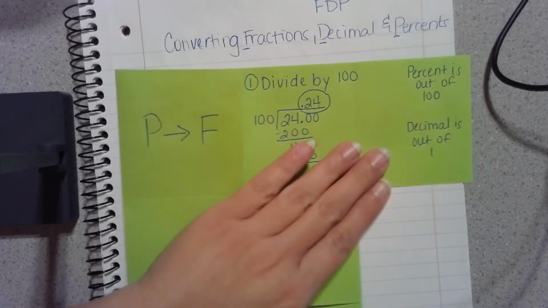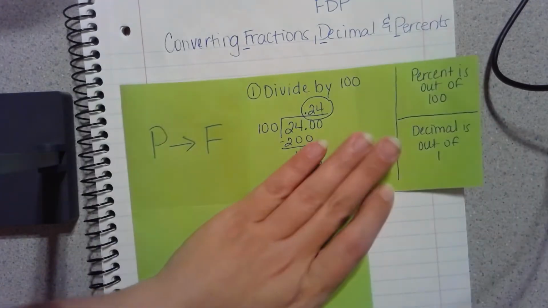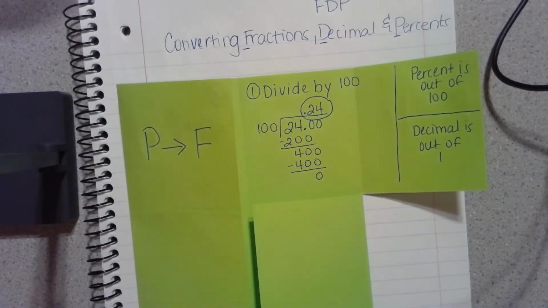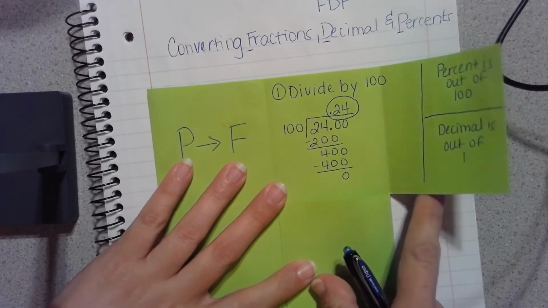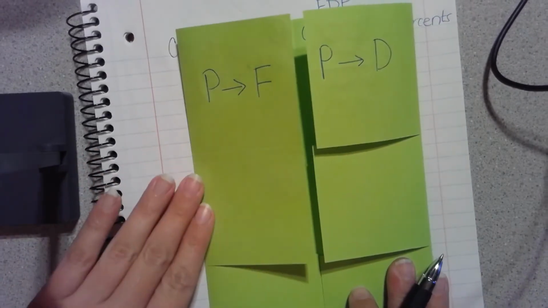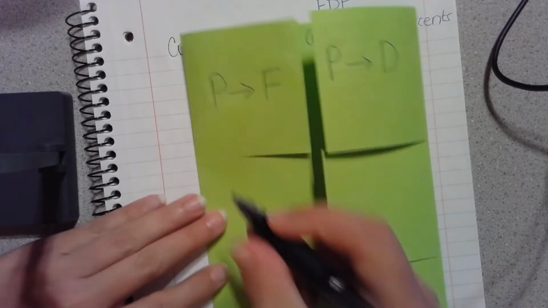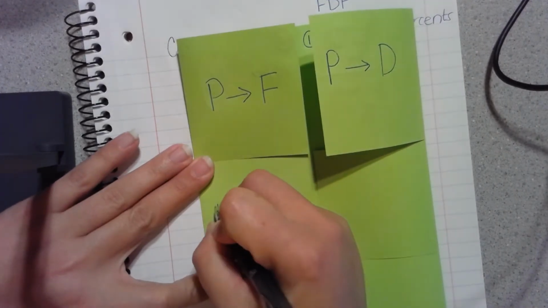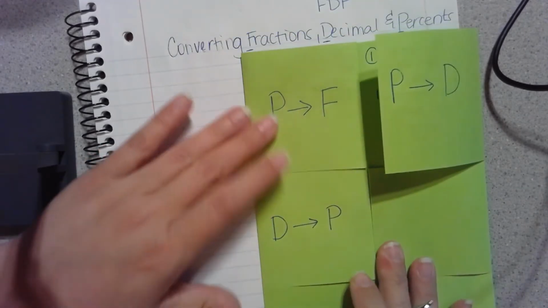Okay. And this over here was just some helpful notes. Those of you at home using the interactive notebook, you can add text boxes to this section of your foldable. Okay, the next one that we're going to look at is going from a decimal to a percent.